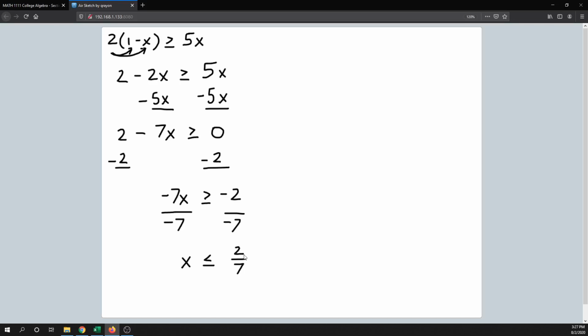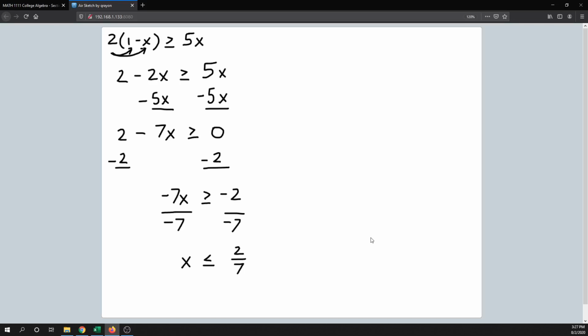And so here I can see that I have x by itself on one side. So any number that's less than or equal to 2/7 is going to be a solution to this linear inequality. Okay. And then what you want to do is to graph these out.